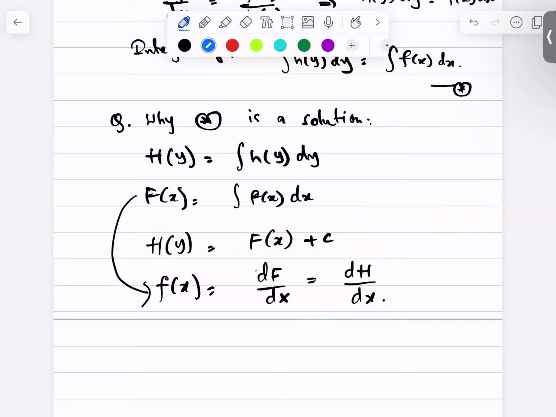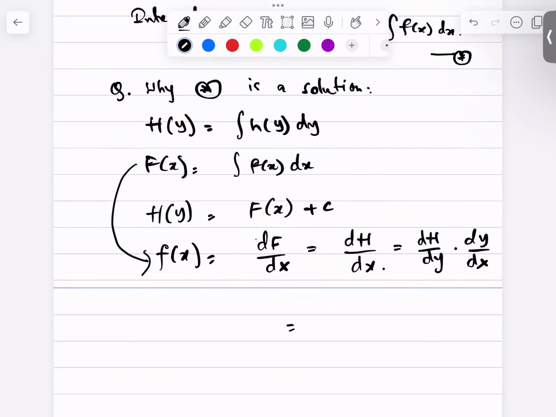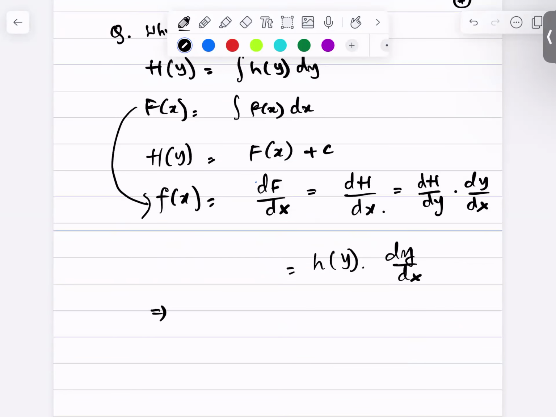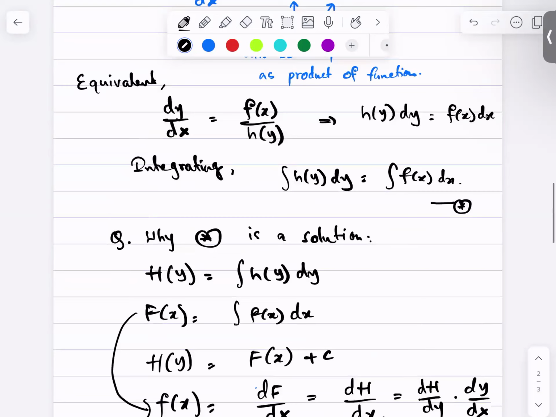Okay, but now what is dH/dx? I can write this as dH/dy and then dy/dx, right? There is no harm. But then dH/dy is the same as small h(y) and dy/dx, right? So therefore, that is the same as dy/dx is the same as f(x) over h(y), right? And that was our given differential equation. So therefore, what we can say is the star is actually a solution of the differential equation.